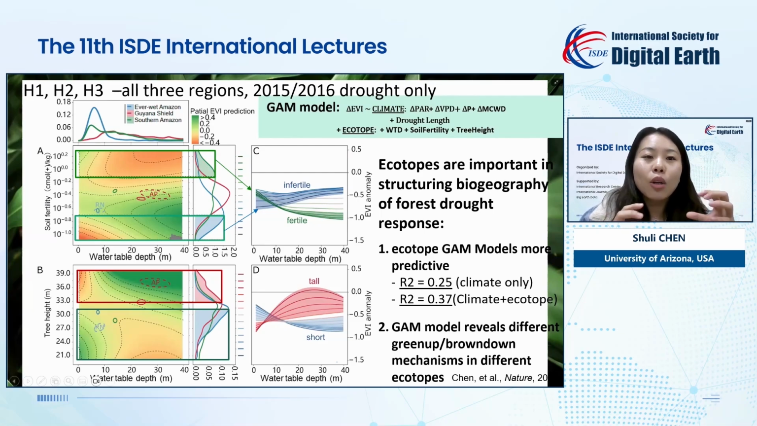I incorporated the ecotope factors with the climate to see if the model had better predictive power. The results show the ecotope is important in structuring the forest drought response. First, it increased the R square from 0.25 to 0.37 when the model includes the ecotope. And second, the model reveals different green-up or browning-down mechanisms in different ecotopes.